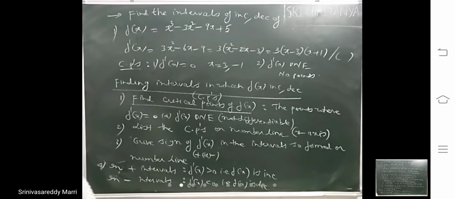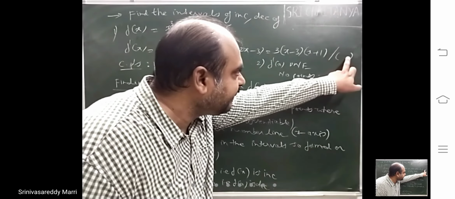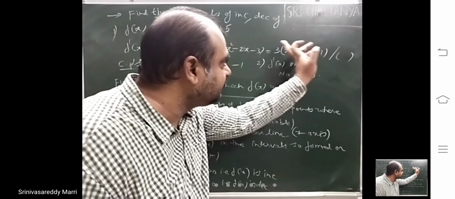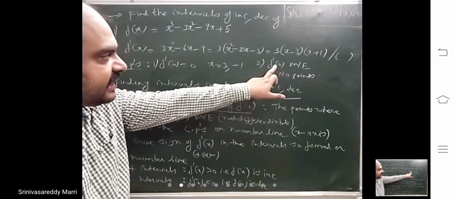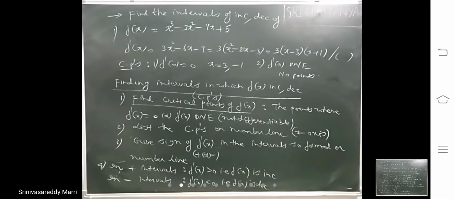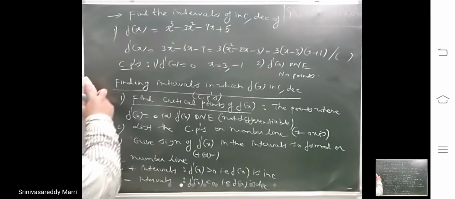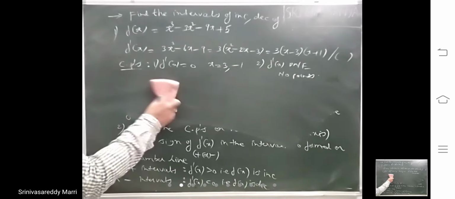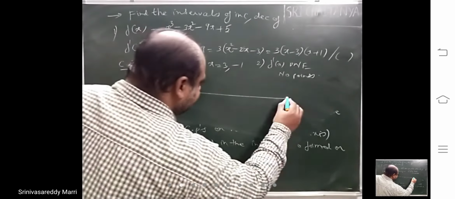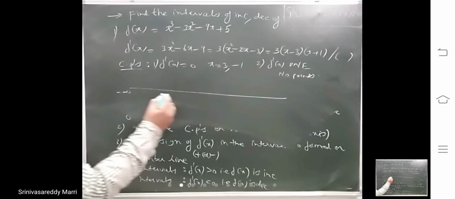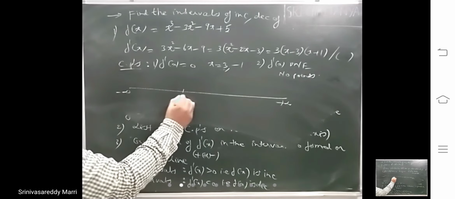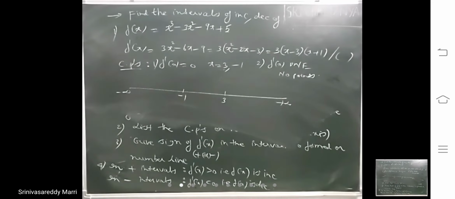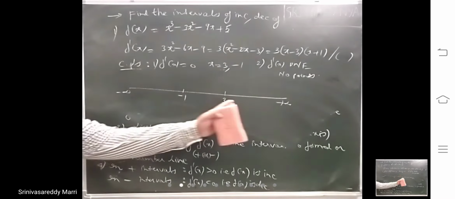If a denominator is there, suppose x minus 2, then at x equal to 2 it will become infinity, and that also we would list here. So for this function, there are no points where f dash x does not exist. So how many critical points are there? 2 points. So take the number line, the x-axis, and mark these critical points, minus 1 and 3.